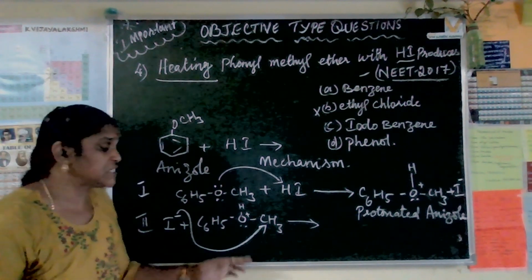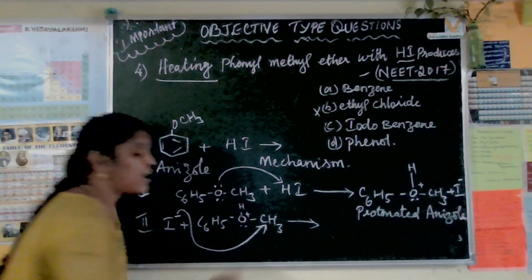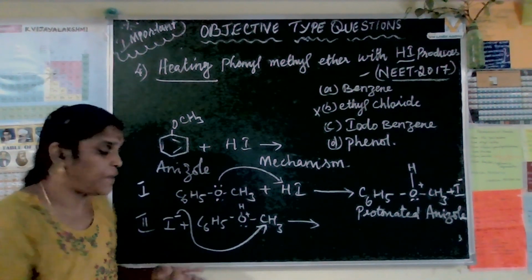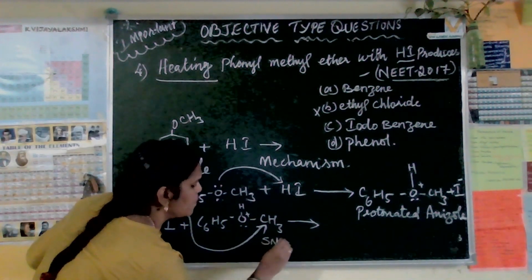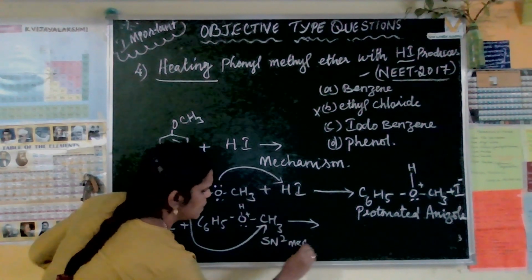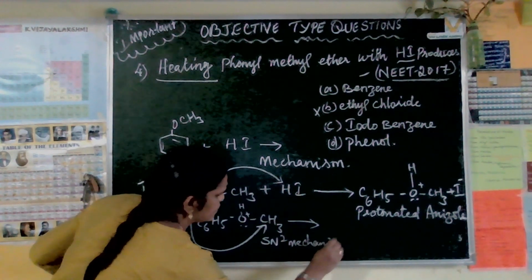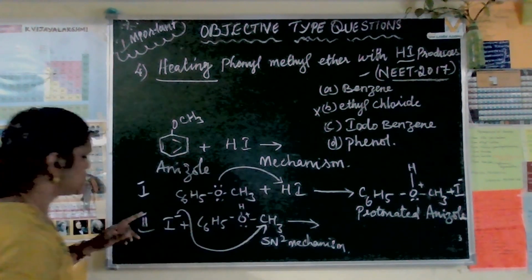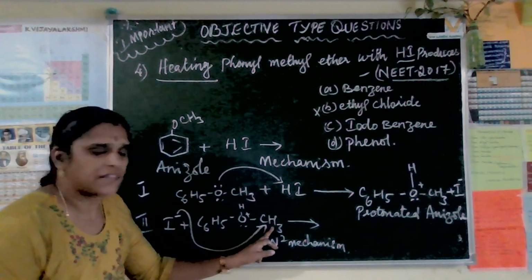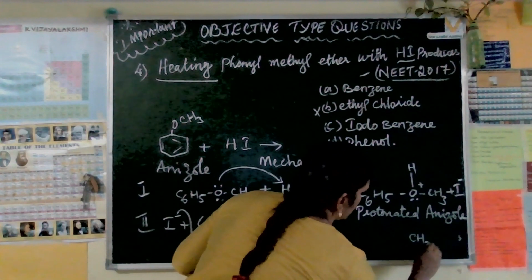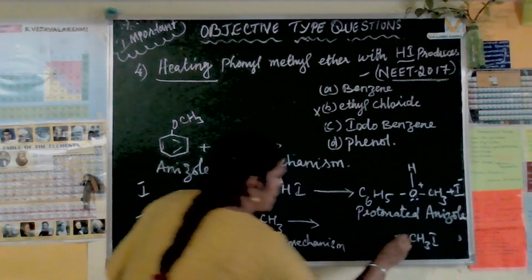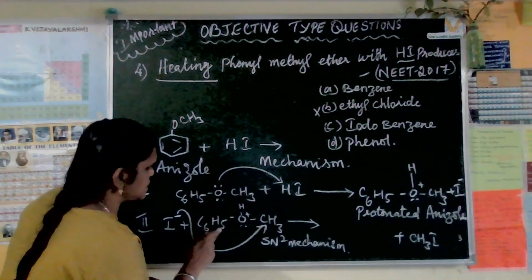Why? Because that carbocation will be more stable. Now, one more thing. This is the SN2 mechanism, right? That means this iodide combines with the methyl group, so you will get methyl iodide, CH3I. Now, the remaining part, what is it?